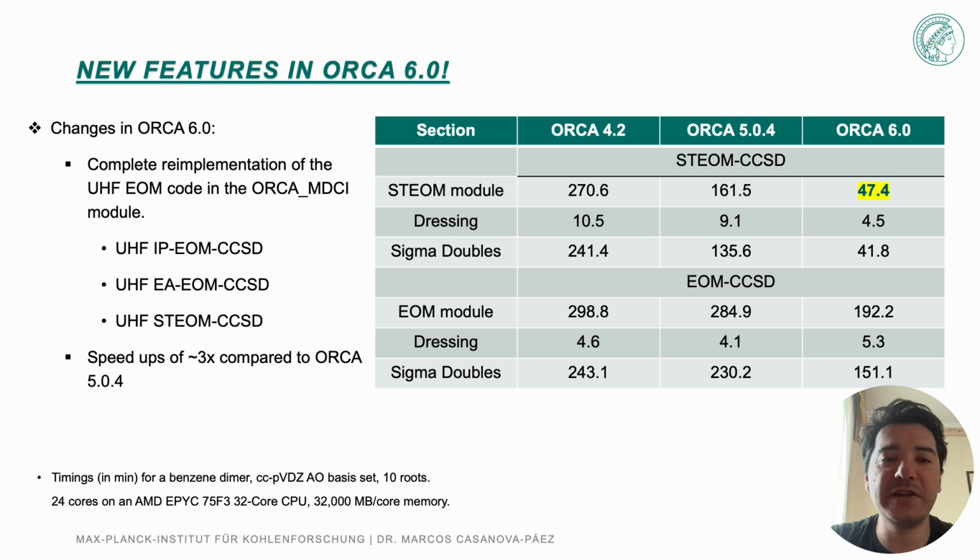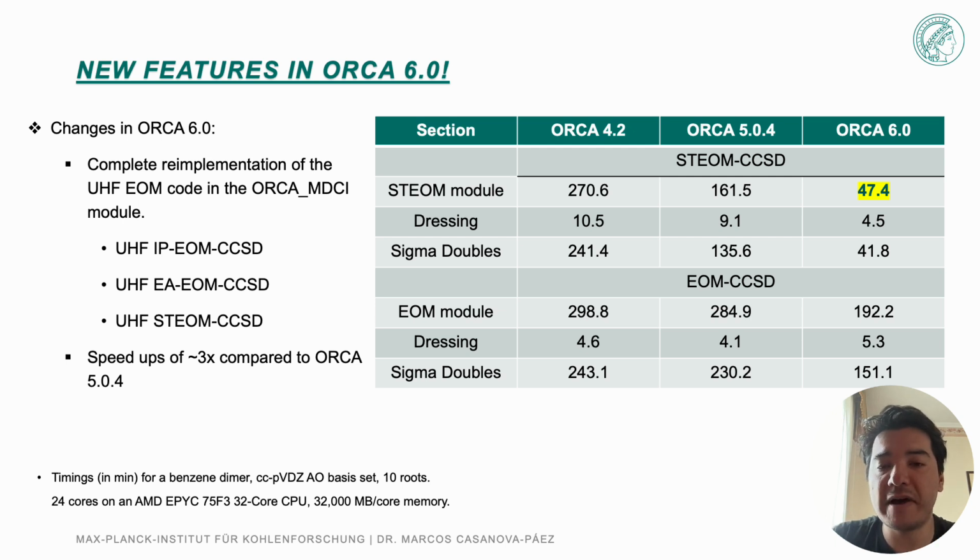And finally, the new features that will be available in ORCA 6. One of these changes is the complete reimplementation of the open-shell equation of motion code into the ORCA MDCI module. And this includes the IP equation of motion CCSD, the electron attachment equation of motion CCSD, and also the similarity transform equation of motion CCSD. And it's because of this reimplementation that we have seen speedups of 3 times when we compare it to the previous version, ORCA 5.